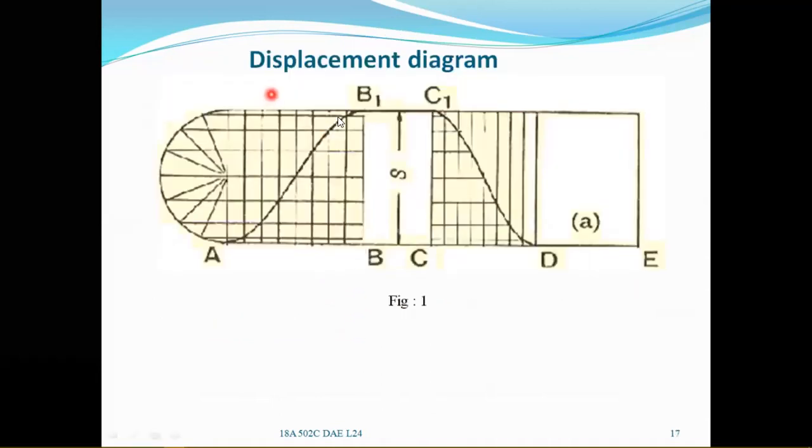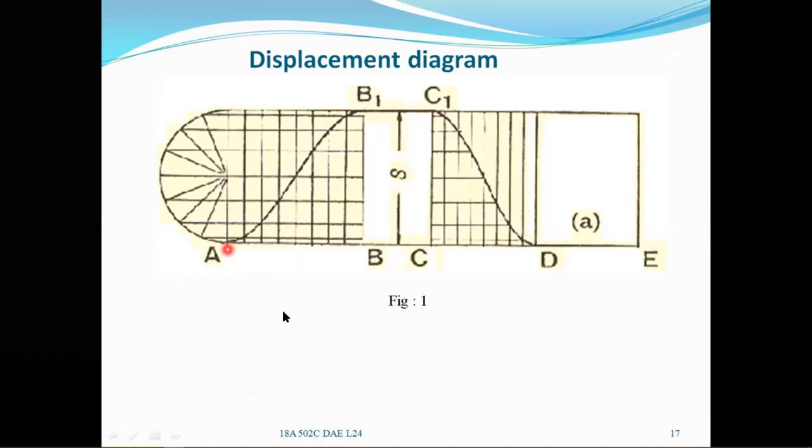Now here is the displacement diagram. Let us see. A, B, C, D, A, B dash, C dash, D dash, and A to E. I will explain. First of all, for one revolution, AE is equal to one revolution, that is 360 degrees, which should be taken with a proper scale, maybe 30 degrees equal to 1 centimeter. Then A to E becomes 12 centimeters.